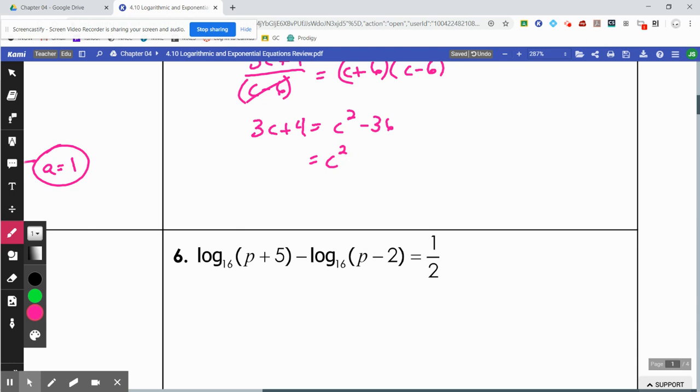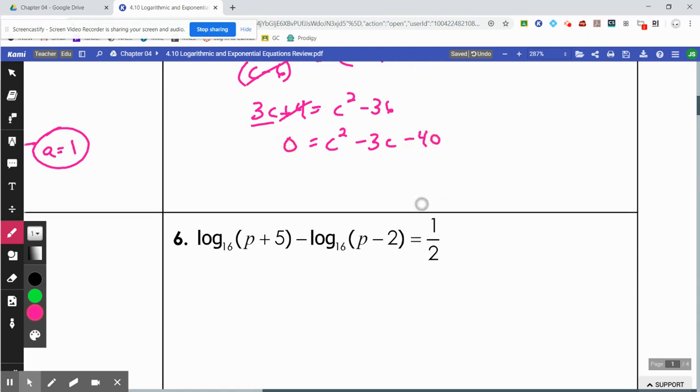Let's move it to the right since c squared is positive. So move your 3c by subtracting 3c. Move plus 4 by subtracting 4. So it gives you negative 40. Factor. C times itself is c squared, adds, multiplies, negative 8, positive 5.